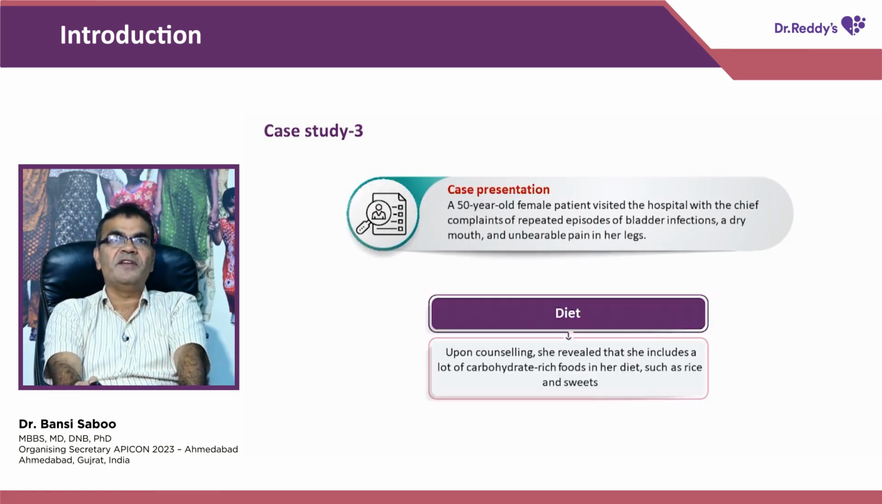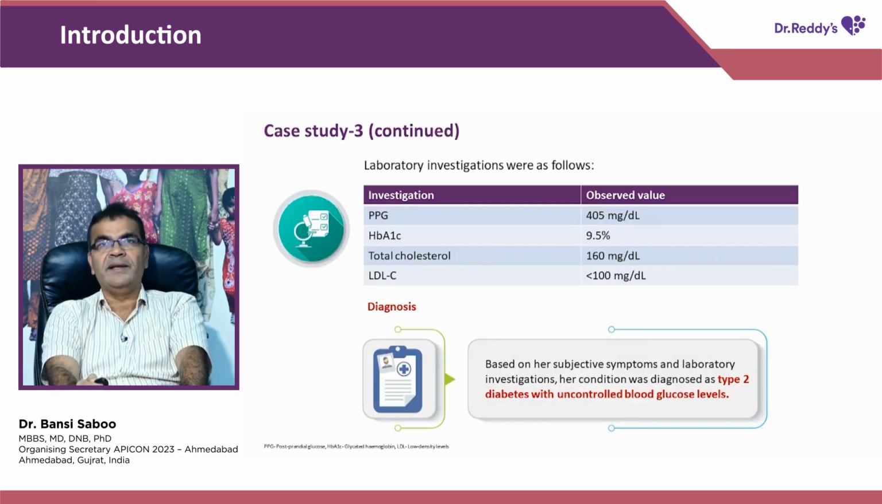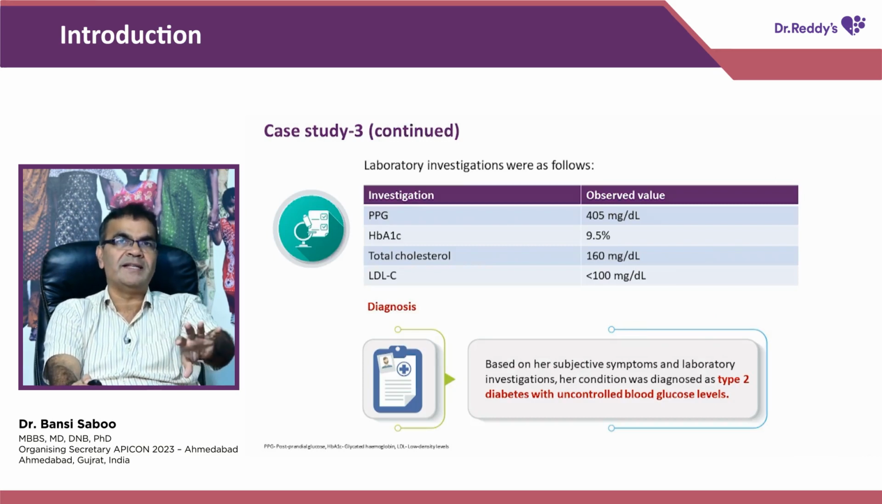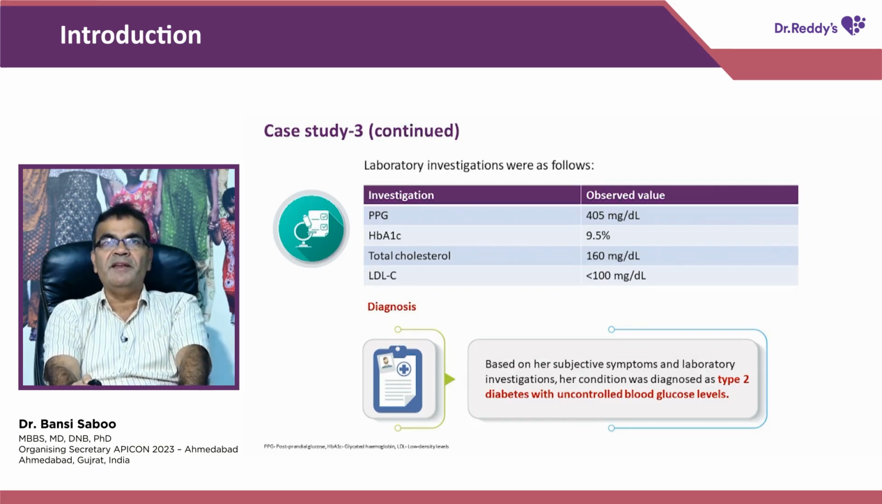The other case is a 50-year-old female patient who visited the hospital with the chief complaint of some GI infection with unbearable pain in her legs. When we discussed, she was taking a carbohydrate rich diet, having rice and sweets. Even though we got her to stop the sweets completely, the sugar is very high, with an HbA1c of 9.5. On her subjective symptoms and laboratory investigation, her condition was diagnosed as type 2 diabetes with uncontrolled blood glucose level.